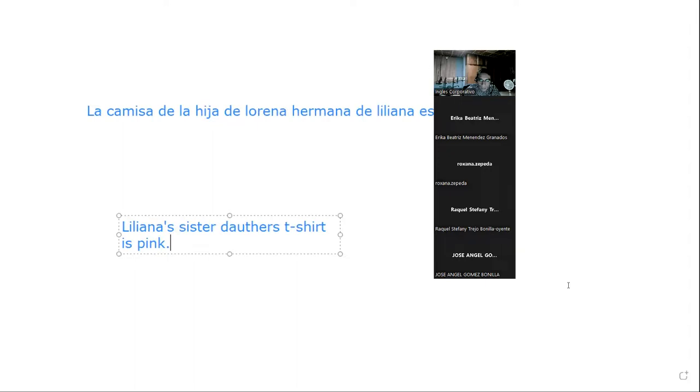Cuando se utiliza que la hermana de Liliana desaparece el nombre. En este caso era redundante. Es un error gramatical. Vaya, ejemplo. Permíteme. En el buen salvadoreño decimos la camisa de la hija de la Lorena, hermana de la Liliana. Especificamos el nombre. Pero si lo borráramos o si lo quisiéramos agregar sería Liliana's sister. Lorena's daughters. T-shirt is pink.